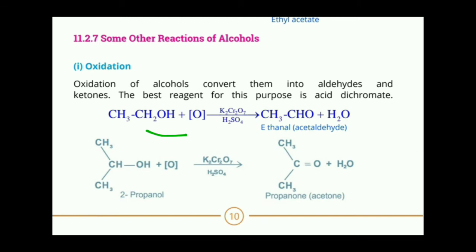The hydroxyl group is oxidized to the aldehyde group CHO, and the reagent used is potassium dichromate, K2Cr2O7, in the presence of acid H2SO4. So it is known as acid dichromate.